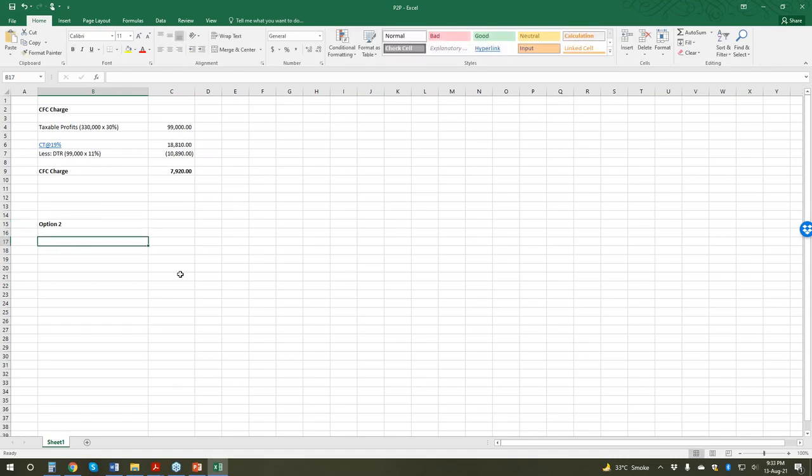Firstly, the tax saving that the company will be able to achieve is 100% AIA on the laptop, and 19% CT saving on that.